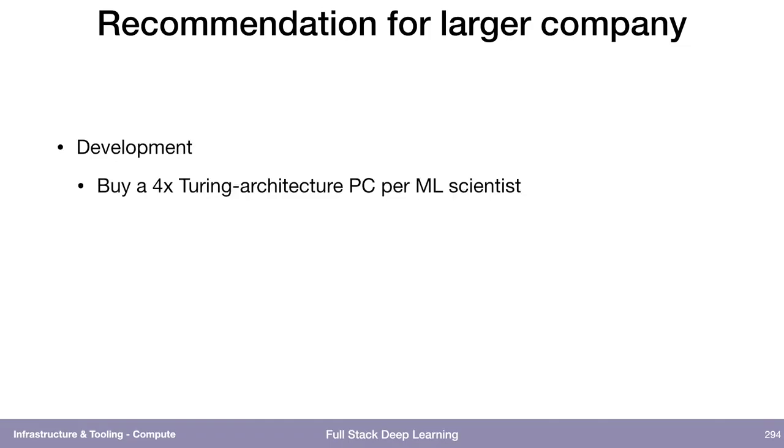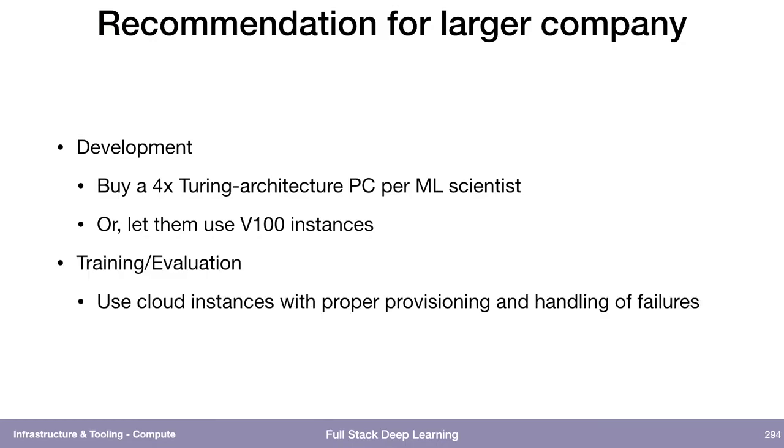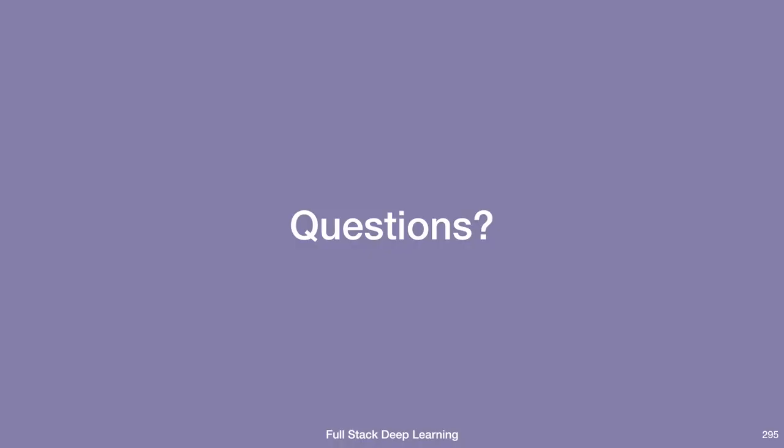For a larger company, I think it makes sense to still have that basic PC per ML scientist, or let them use an expensive but fast cloud instance, which a lot of companies are reluctant to do because they're very expensive. And for training and evaluation, definitely use cloud instances because you can properly provision things. You can have infrastructure to handle failures.